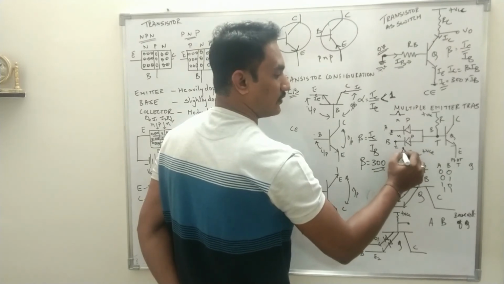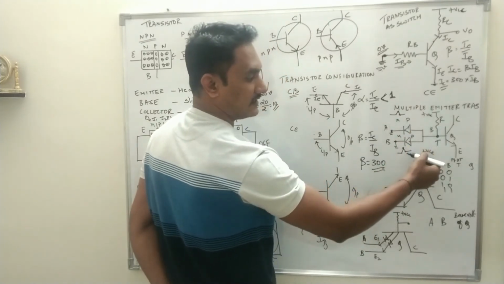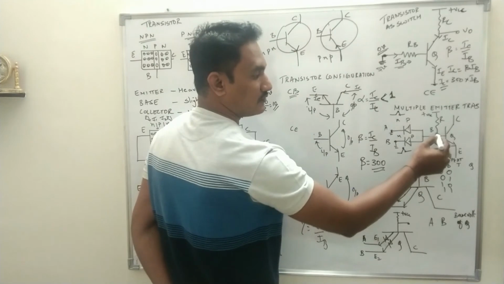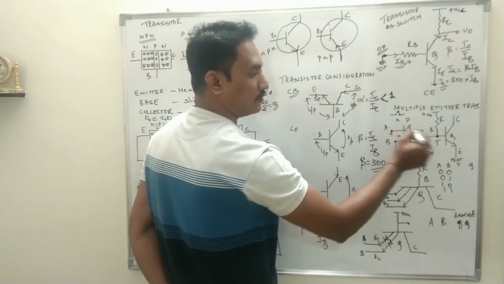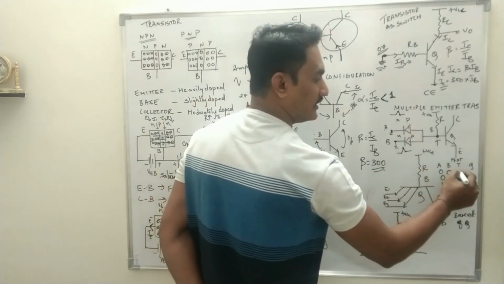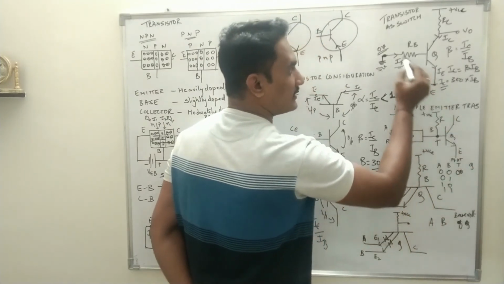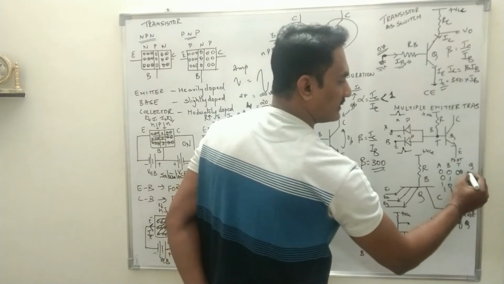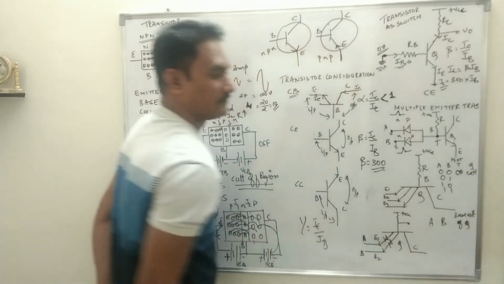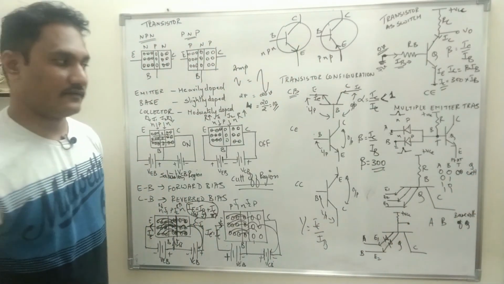Both the diodes are forward bias, and when they are forward bias, they are acting as a switch, an on switch. So this point T gets connected to ground. So potential at point T will be 0 volt, and if 0 volt is applied to the base of the transistor, the transistor is in cutoff region.